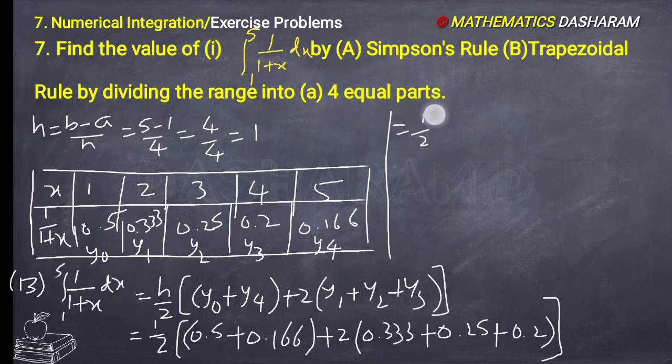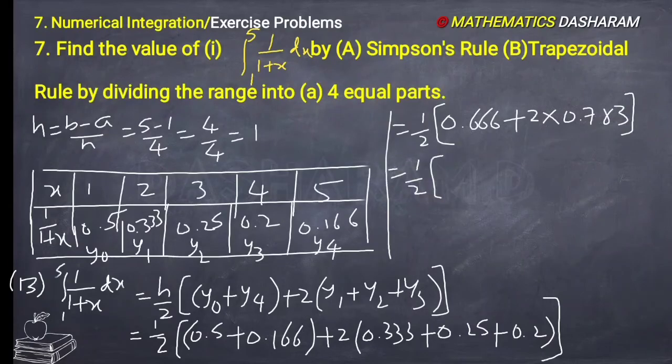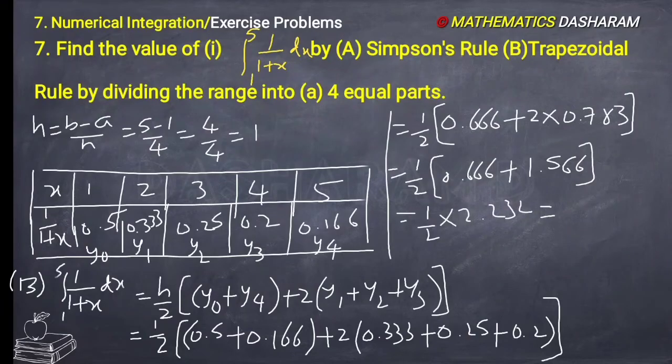So it is equal to 1 by 2 bracket of 0.5 plus 0.166 is 0.666 plus 2 into the addition of these three decimal numbers, which is 0.783. So it is equal to 1 by 2 bracket of 0.666 plus 2 into 0.783 is 1.566. So it is equal to 1 by 2 into 2.232. So it is equal to 1.116, which is our required answer.